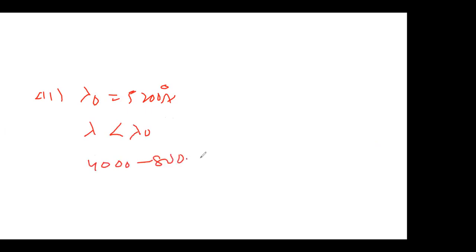41. The threshold wavelength of photoelectric emission from a material is 5200 angstrom. Photoelectrons will be emitted when this material is illuminated by monochromatic light of what radiation? So lambda should be less than lambda 0. 4000 to 8000 is the visible range.